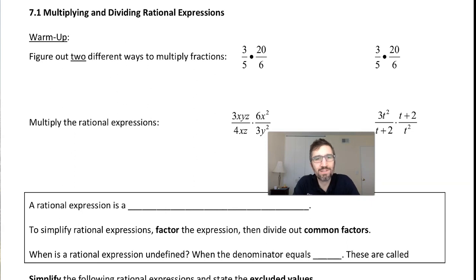We're learning about rational expressions in this chapter, and particularly in this lesson, we'll be talking about multiplying and dividing rational expressions. So let's get started.